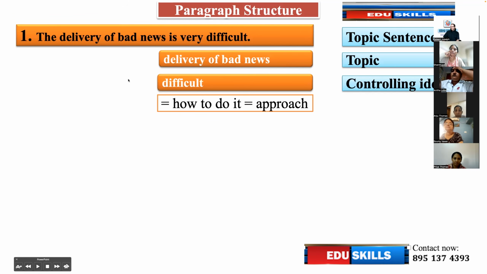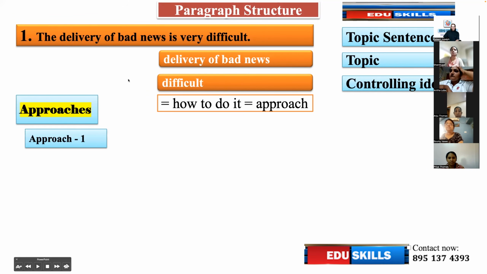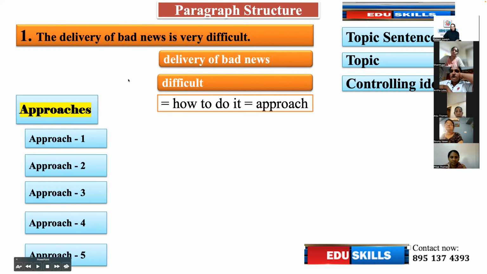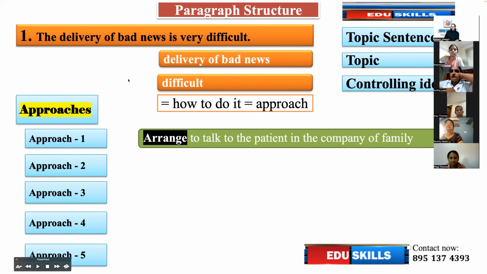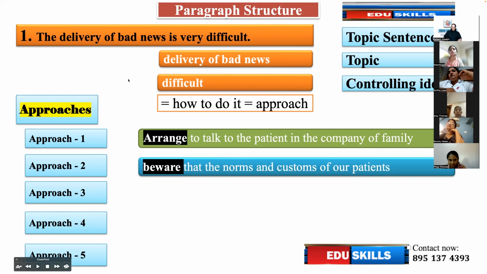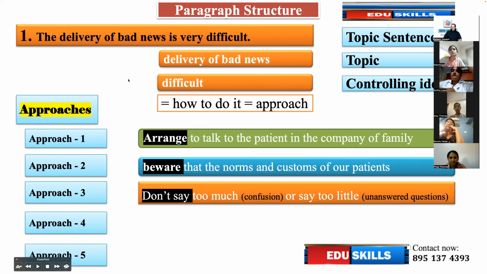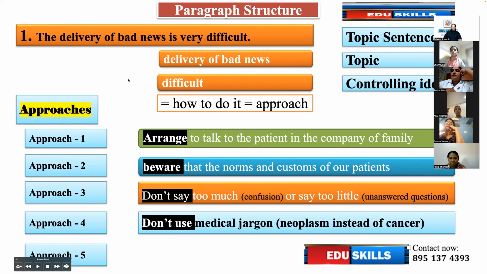The approach will be explained. Step 1, step 2, step 3, step 4. The approaches will be explained. Approach 1, approach 2, approach 3, approach 4, approach 5. 1. Arrange to talk to the patient in the company of family. You should arrange to talk to the patient not alone, in the company of family. Approach 2. Beware of the norms and customs of our patients. Okay. Approach 3. Don't say too much and lead them to confusion, or say too little and leave unanswered questions. And approach 4, don't use medical jargons, neoplasm instead of cancer, which means use simple language.